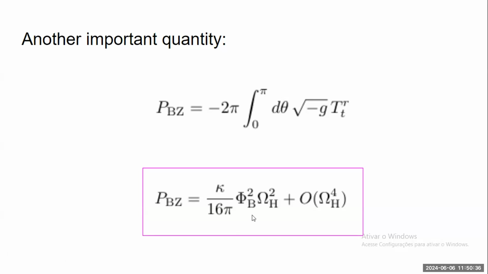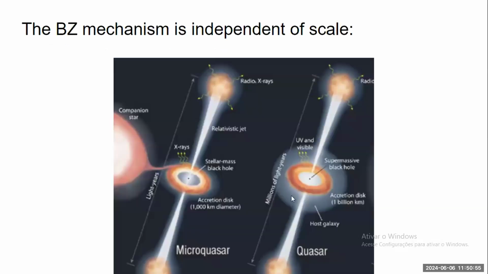So we can see here that it is defined using the magnetic flux and the angular velocity of the black hole, right? So another interesting fact of the BZ mechanism is that it is believed to be independent of the scale.